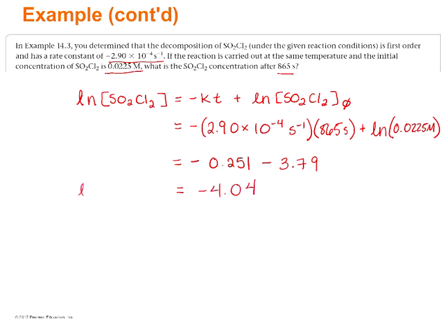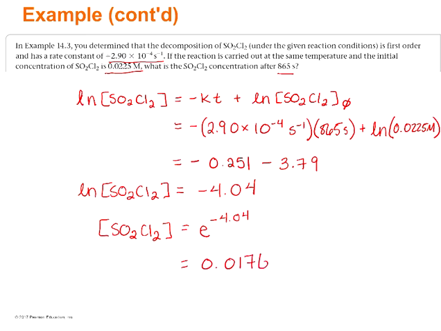Okay, and remember this is equal to the natural log of the concentration of our reactant. So in order to solve for just the concentration, we're going to need to take the inverse natural log of both sides. So that would be e to the negative 4.04. And that would give us a value of 0.0176 moles per liter. So that is our concentration for our reactant after 865 seconds.